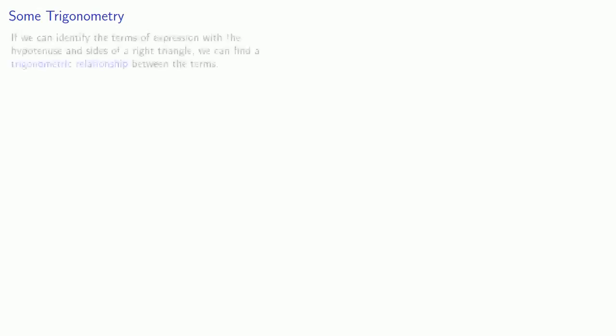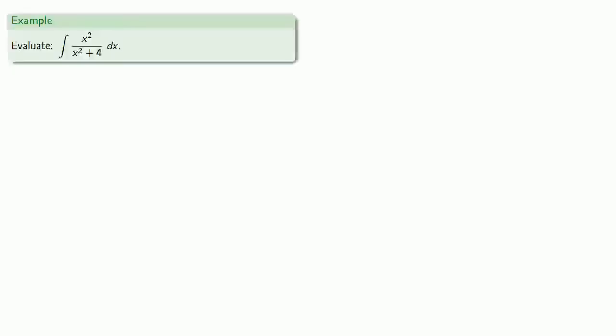If we can identify the terms of an expression with the hypotenuse and sides of a right triangle, we can find a trigonometric relationship between the terms. For example, let's consider the integral of x squared over x squared plus 4. Now in this particular integrand, this denominator of x squared plus 4 is problematic. So let's see if we can construct a right triangle where this expression x squared plus 4 comes up naturally.